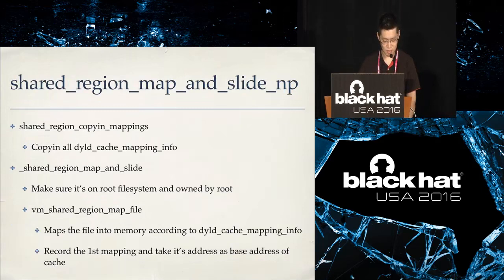The kernel part, what it does is very, very simple. It's copying all the mapping information, the mapping information we mentioned before, and doing some very simple checks, like whether it's on the root file system and whether it's owned by root. Finally it will just map the file into memory according to the mapping information. Also, it will record the first mapping and take its address as the base of the whole shared cache.